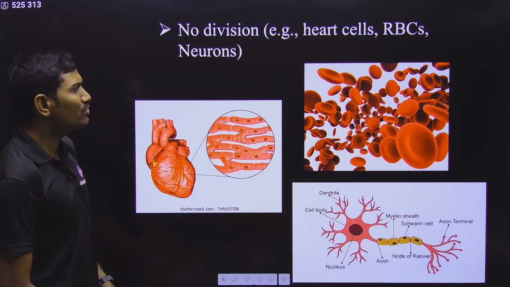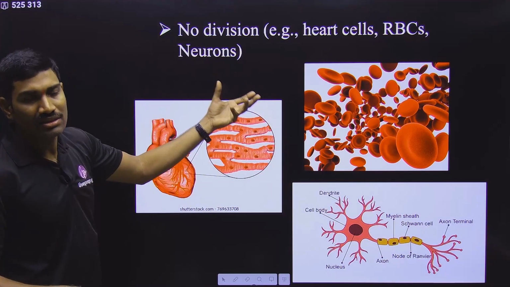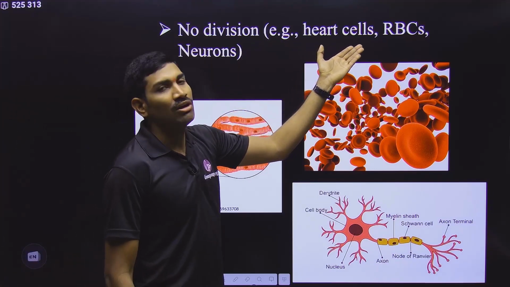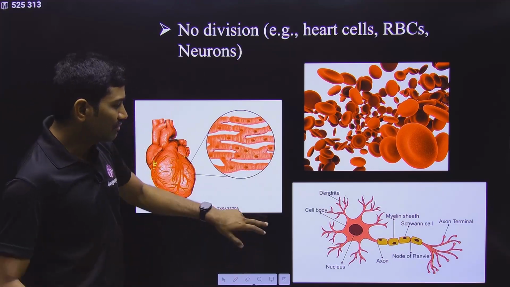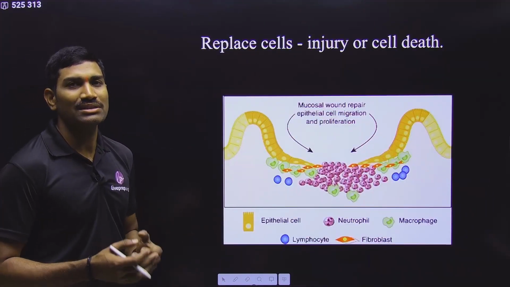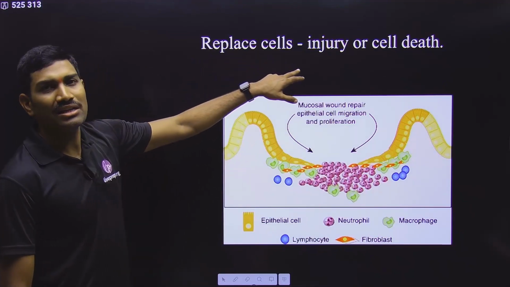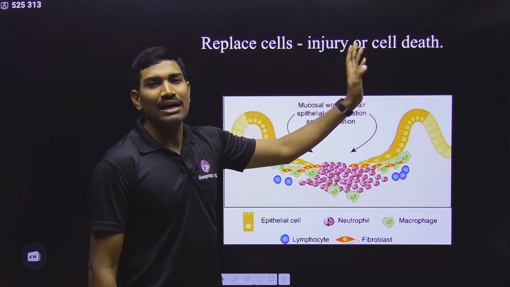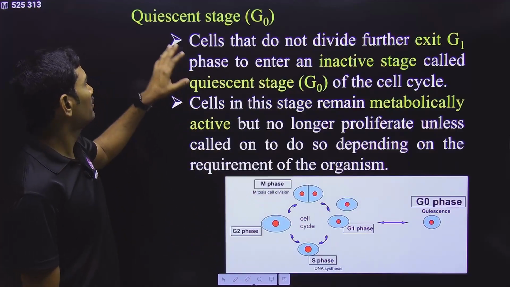Clear? So in this way, we are talking about the division of the cells, but still there are some mature cells that are not generally dividing, and the major examples are heart cells, RBCs and neurons. These cells are not dividing. Next one. So generally, why is cell division taking place? Cell division, cell cycle, cell division means mitosis. With respect to mitosis we are talking. Generally this mitosis takes place to replace the cells that are injured or that are dead due to various reasons. Clear? This is the major reason.